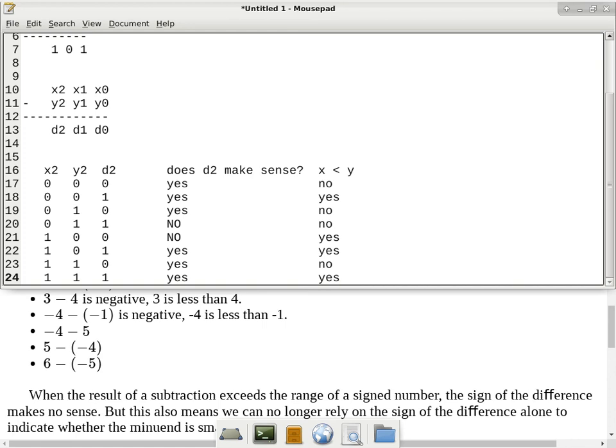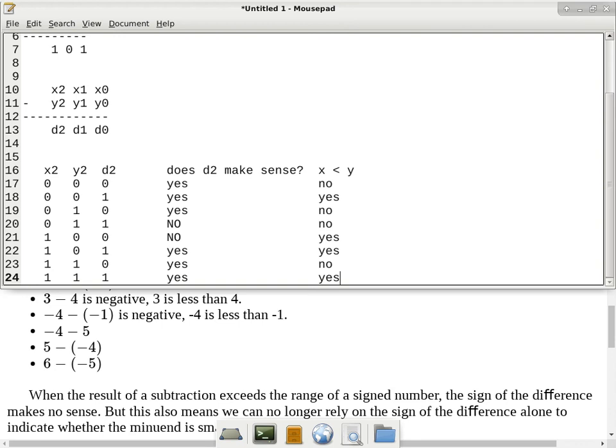All right? So everywhere it is saying no, it means x is not less than y. Everything where it says yes, it means x is in fact less than y. So we can tell, from only looking at the most significant bits of the minuend, which is x, the subtrahend, which is y, and the difference, which is d, we can now deterministically say whether x is less than y, which is great, okay?